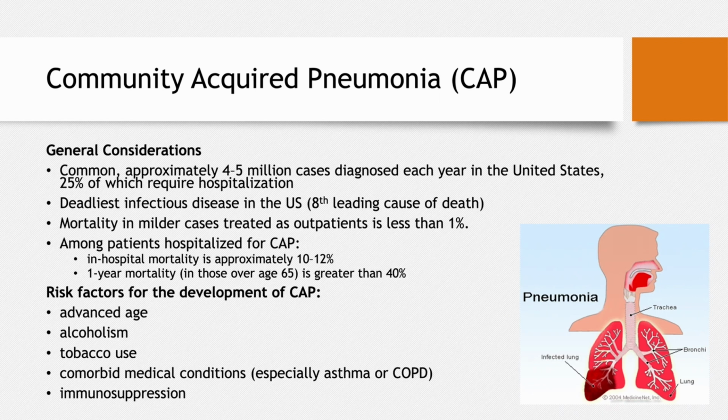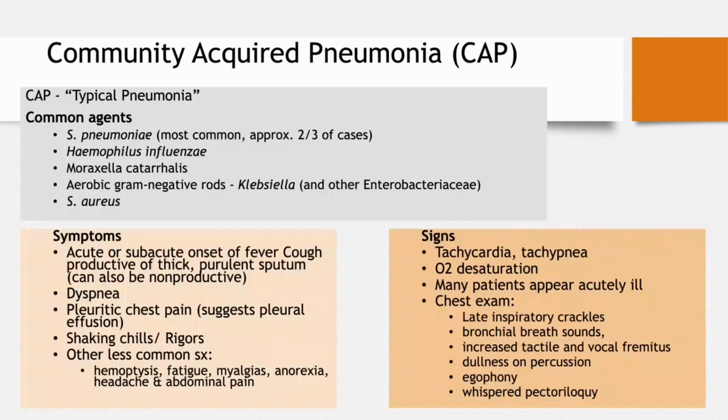Also, tobacco use, we know that tobacco affects many systems within the body. Essentially, the smoking causes damage to the cell lining of the airways and impairs the body's mechanism for clearing pathogens, bacteria, and viruses and such. Other things like asthma or COPD obviously put you at higher risk, as well as immunosuppression.